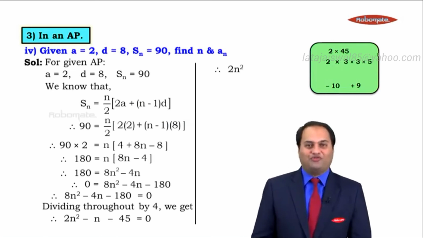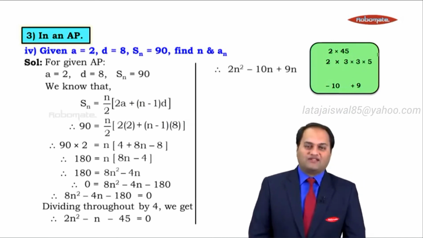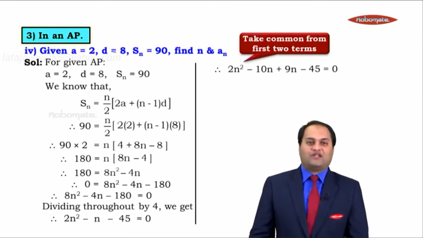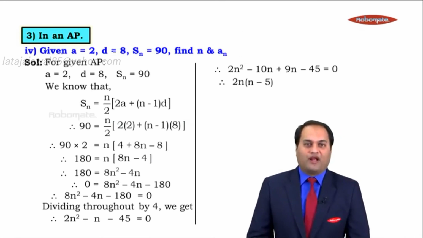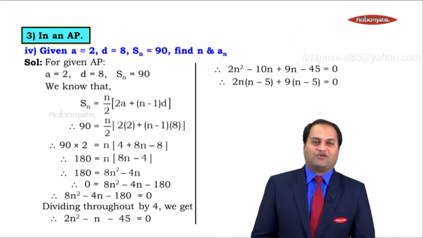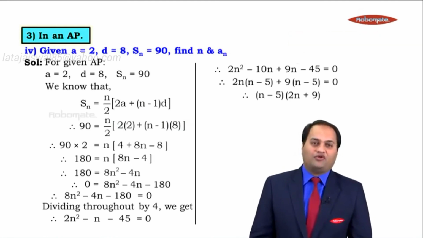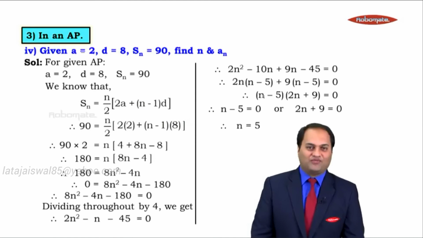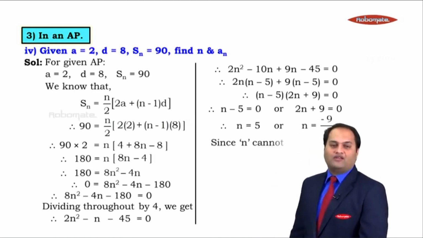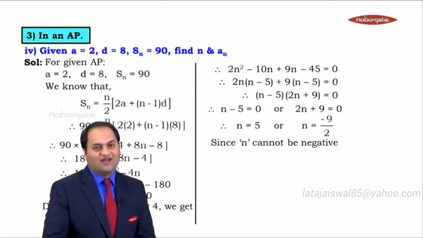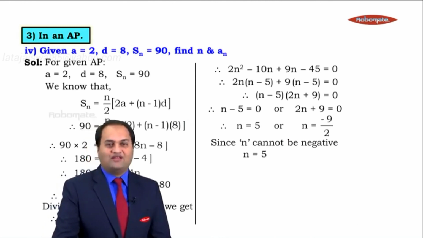Let's factorize it now. What do we get? 2n square minus 10n plus 9n minus 45 is equal to 0. Let's take common from the first two terms. You get 2n common, bracket n minus 5. Let's take common from the next two terms. 9 is common, n minus 5 is equal to 0. n minus 5 into 2n plus 9 is equal to 0. Therefore, n minus 5 is 0 or 2n plus 9 is 0. Therefore, n is equal to 5 or n is equal to minus 9 upon 2. But then, as we all know, n cannot be negative because n is nothing but the number of terms. And because n cannot be negative, n is equal to 5.